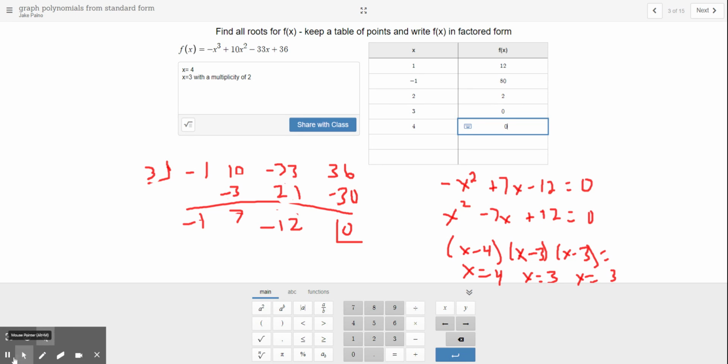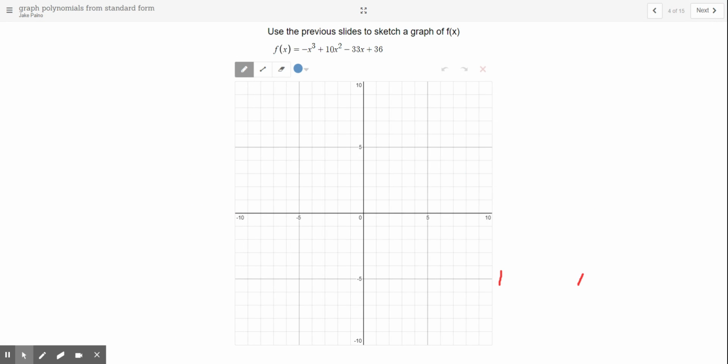Okay, next slide. All right, so now we want to sketch this. We're going to use some of the points that we had on the previous slide to graph this. So let's first put our zeros. We know there's a 0 at 3. We know there's a 0 at 4.